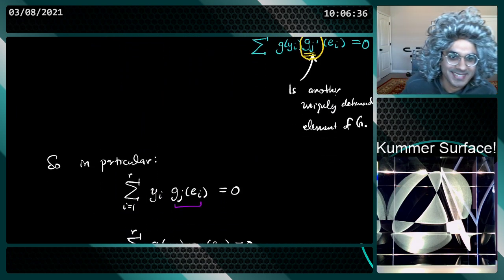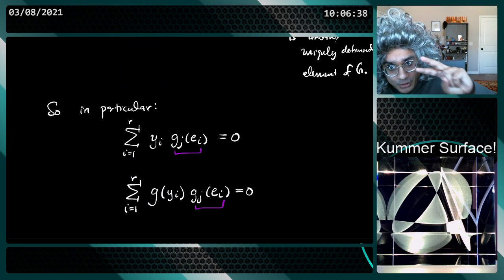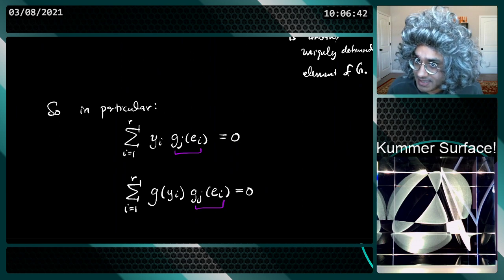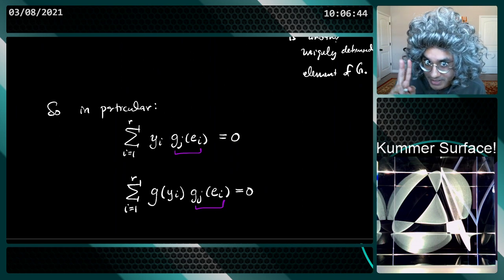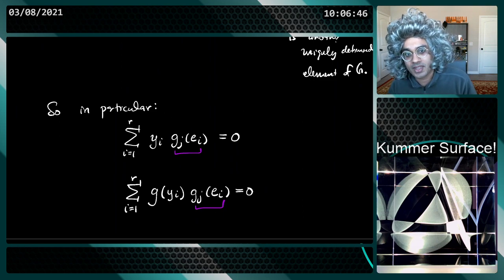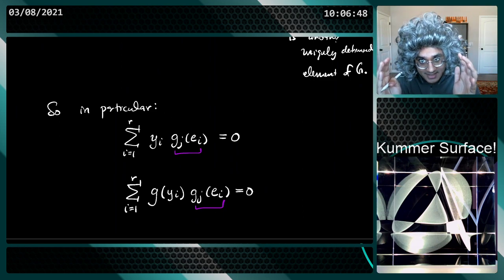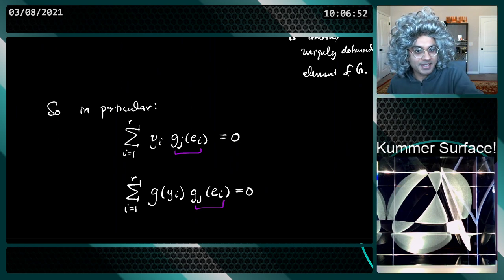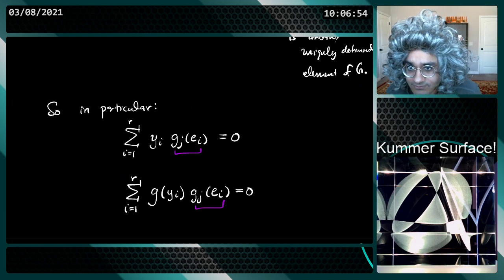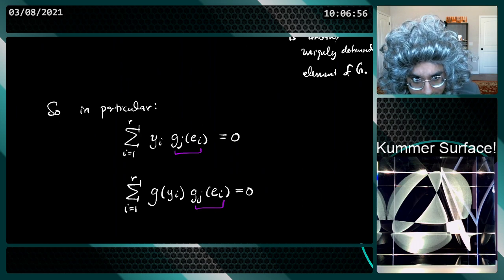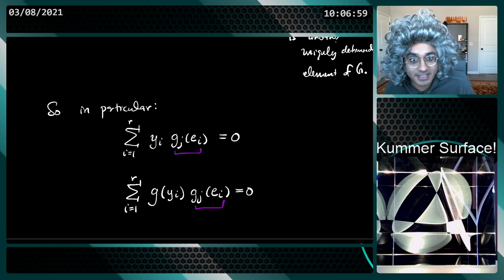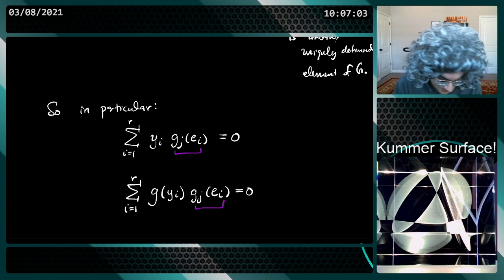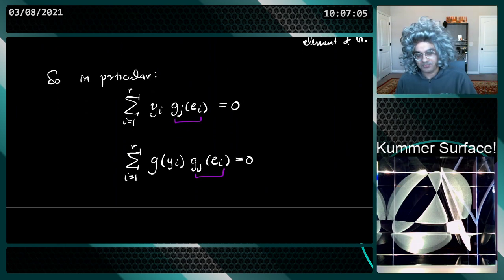So in particular, you get two competing relations among these gj ei elements. The original one, which we assumed was of minimal length with all non-zero entries, and this new one, where you apply g to those coefficients yi. That's also a relation, apparently.